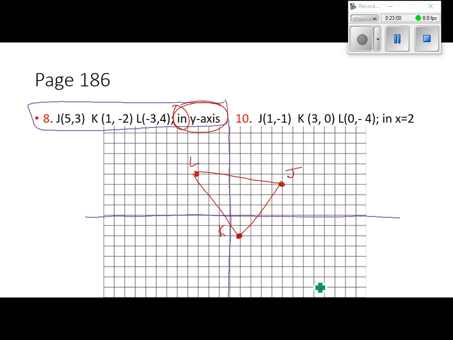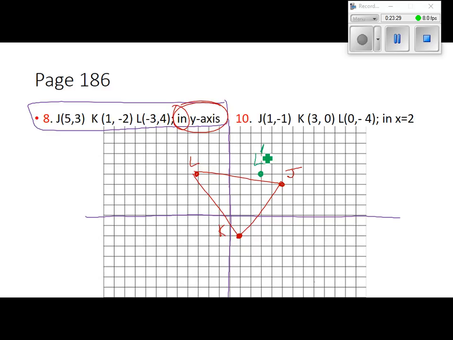What do I have to do to the L to decide where it's going to go when I reflect it over the y-axis? Count. How many spaces is L from the y-axis? 3. Where do we want it to go? Right 3. Over this way, 3. What's this point going to be labeled? L prime.